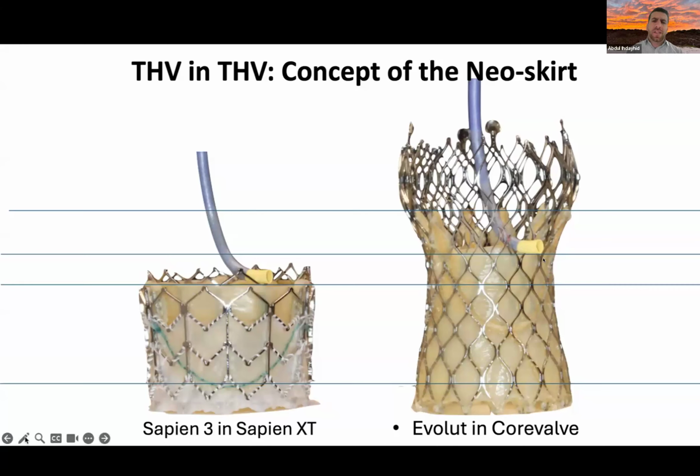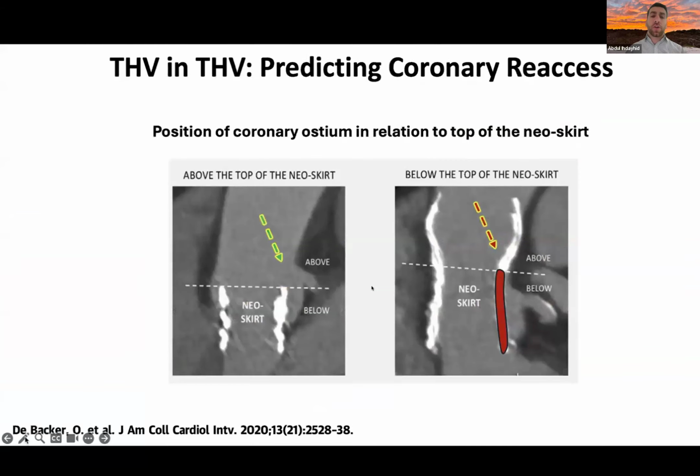And so you can imagine, again, that this could potentially have implications for getting back into the coronaries. This is a really nice CT example that highlights it. You can look at this example on the left. This is a Sapien valve. If this patient had coronary artery disease, this would potentially be relatively easy to get into because the valve is simply not interacting with the coronaries.